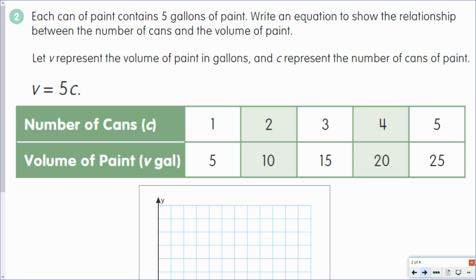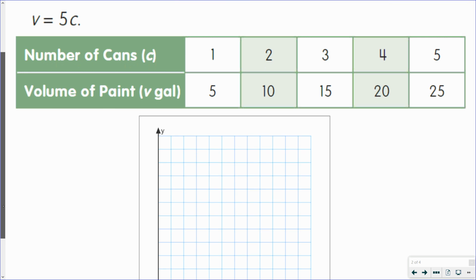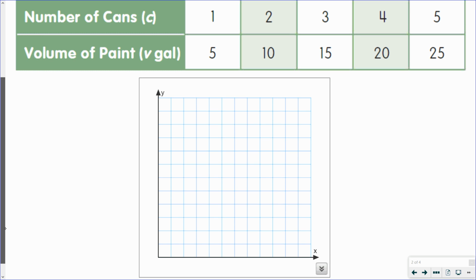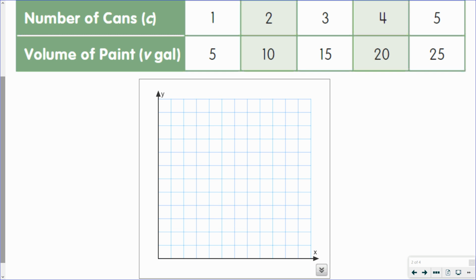So here's another example from our previous lesson with our gallons of paint and our equation of V equals 5C. And we now have our table of values. When C is 1, V is 5. When it's 2, it's 10, 3, 15, 4, 20, and 5, 25. So now when we look at our coordinate plane, if we leave it as is, we are not going to be able to fit 3 points on there. Okay? So we have to make an adjustment.